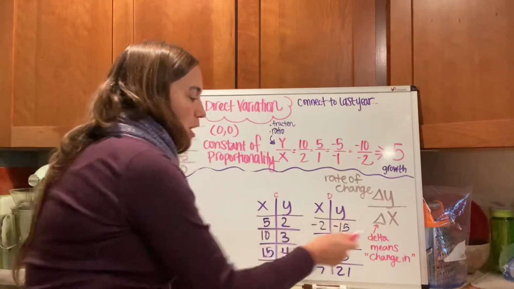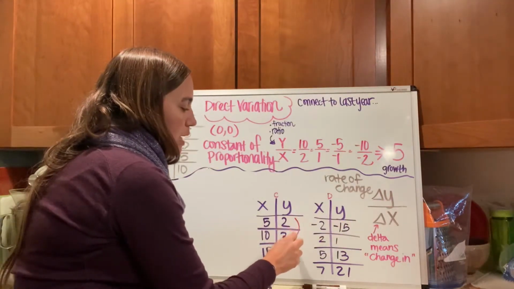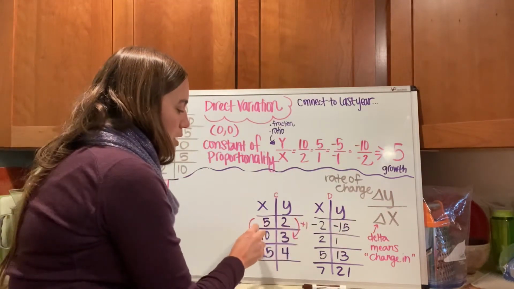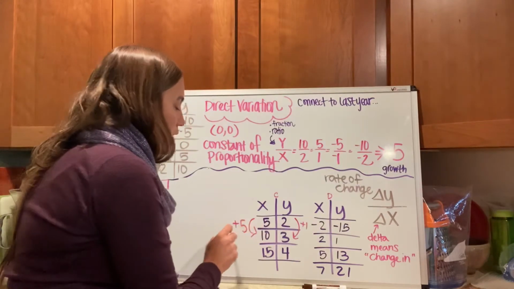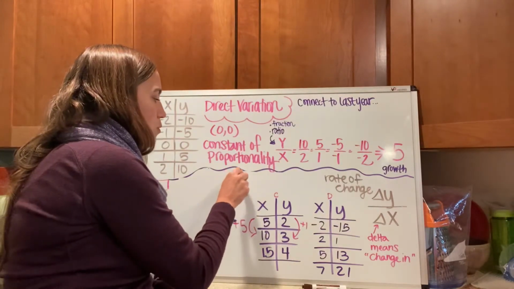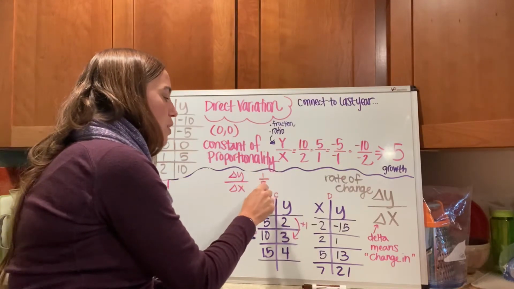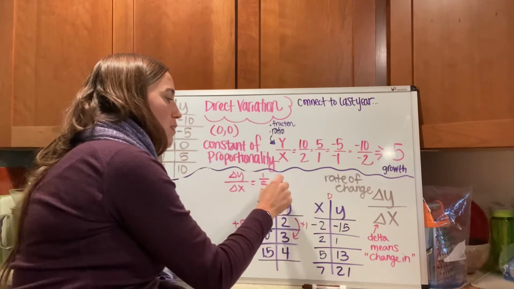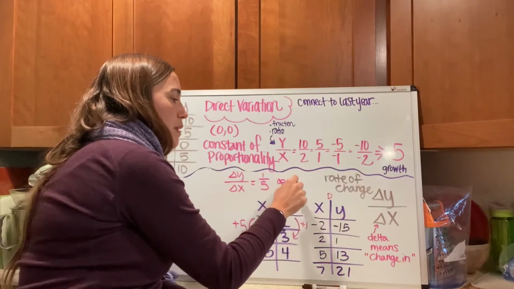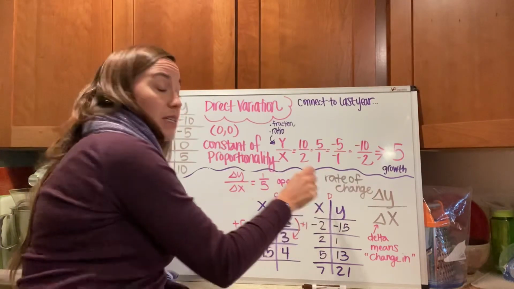So again, we're going to do change in y over change in x. My change in y here is plus 1. My change in x over here is plus 5. So if I wrote my ratio, change in y over change in x, my rate of change would be 1/5. We could call this our rate of change. We could even say that this is the operation for this particular sequence in a table.